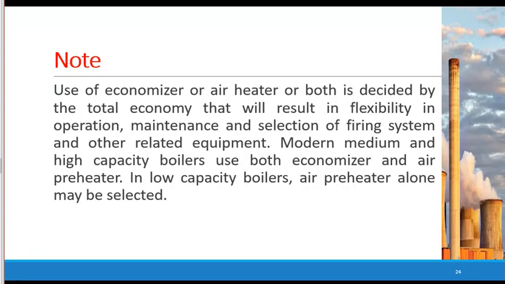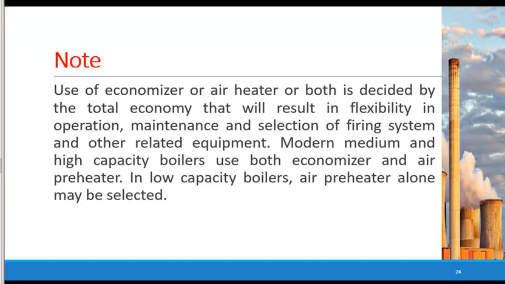As we have discussed in the previous slides, the feed water preheater and the economizer work in the same way, but both use different mechanisms to heat the feed water. One uses the steam which is bled from the turbine, and the other one uses the flue gases.